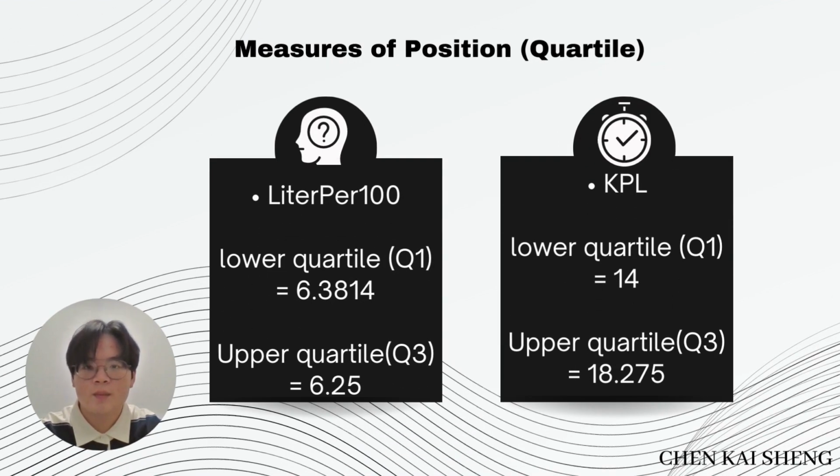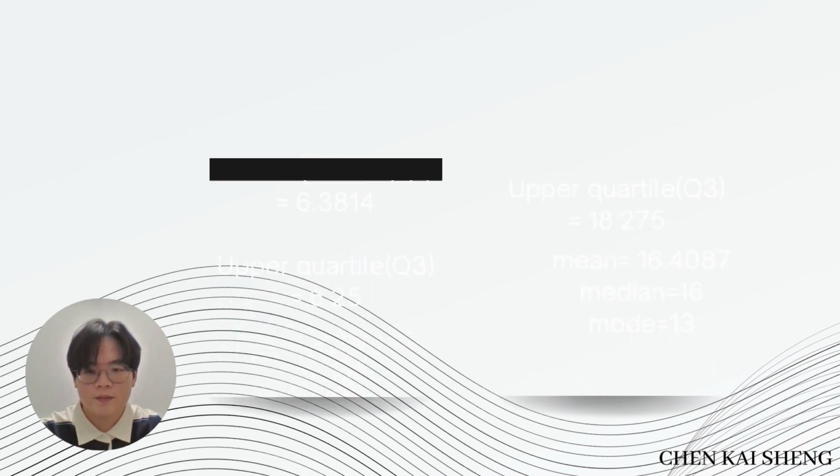Next, I will present the measures of position, the quartiles. In this part, we also calculate manually based on the data set using the grouped formula, and in the end we successfully got the answers. The first one is liter per 100: the lower quartile is 6.3814, and the upper quartile is 6.25. The second is KPL: the lower quartile of KPL is 14, and the upper quartile of KPL is 18.275.